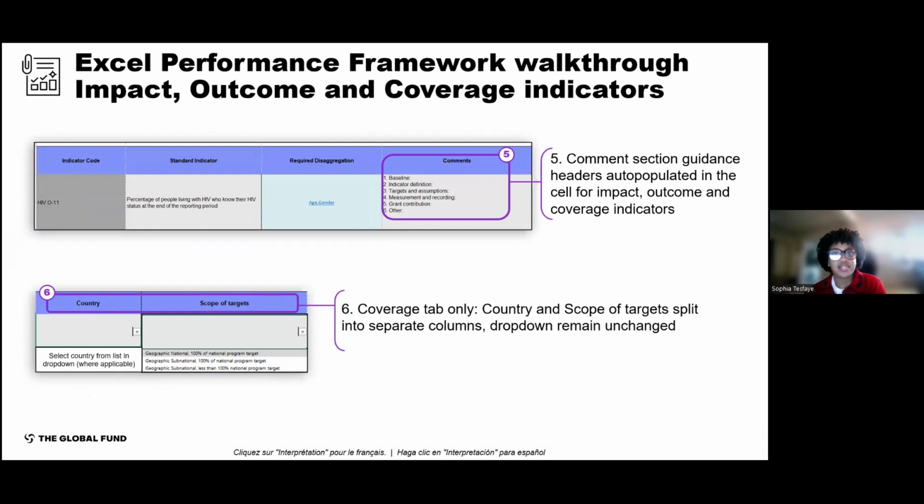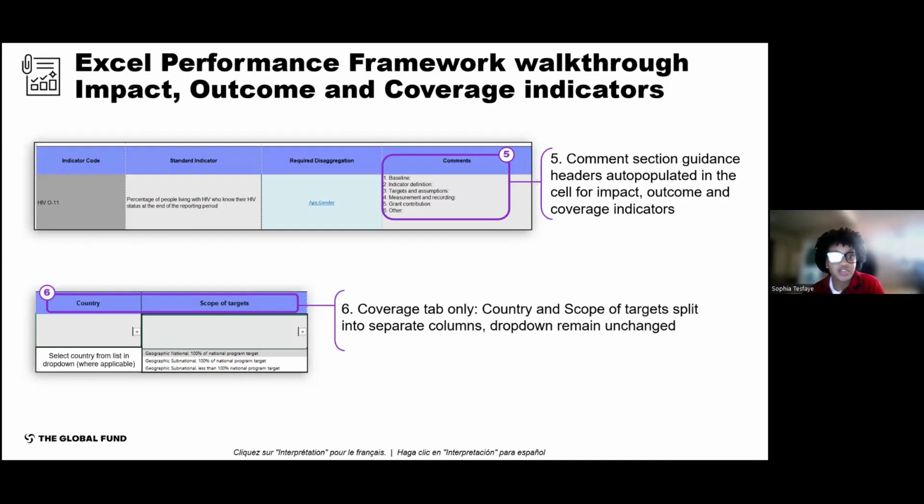Moving to the impact, outcome, and coverage indicators. Point number 5 shows that we have added within the comments for each of the indicators these guidance headers that allow you to group and customize the way that you put the comments into the cells. So the guidance headers are baseline, indicator definition, targets and assumptions, measurement and recording, grant contribution, and other. So for any additional contextual information that you need to input for those indicators, you can put them in these grouped headers in the comment section.